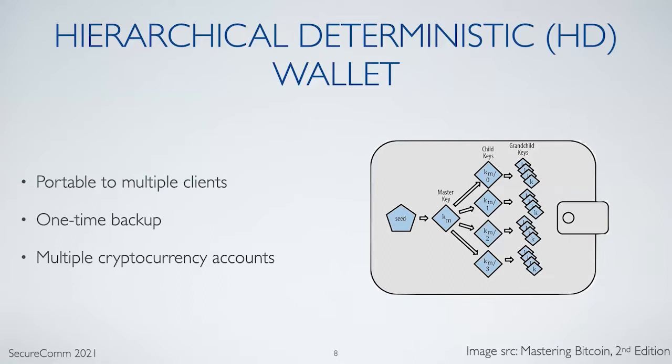Each branch of the tree represents a particular type of currency. For example, KM0 is Bitcoin, KM1 is Ethereum, etc. Each grandchild key is used for one transaction of that currency. Only a one-time backup of the seed is enough. And the same seed can be used for any number of cryptocurrency accounts.